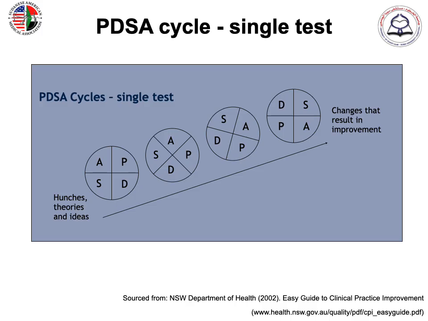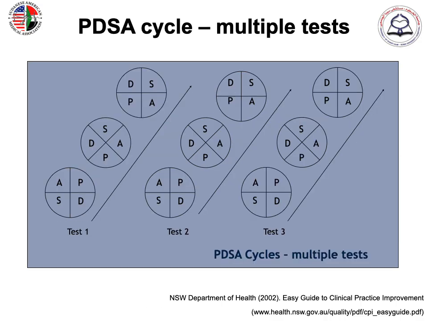And here is an example of a plan, do, study, act cycle. This is a single test. So they do the first cycle, then they learn from it, then they do another cycle until they make a significant improvement. Some problems and conditions need multiple tests at different levels, so you can implement them in parallel, and then you have to measure the outcome.